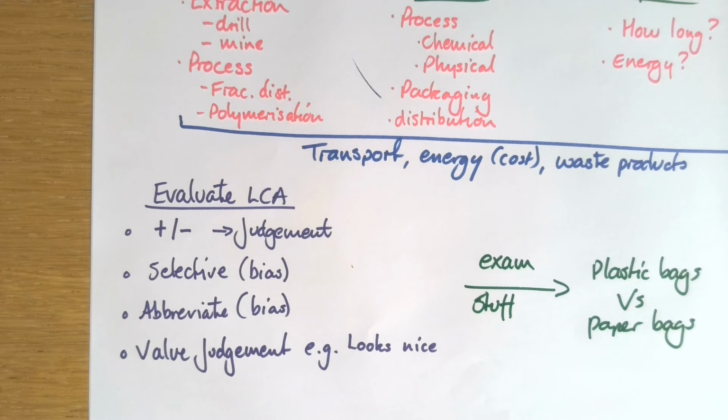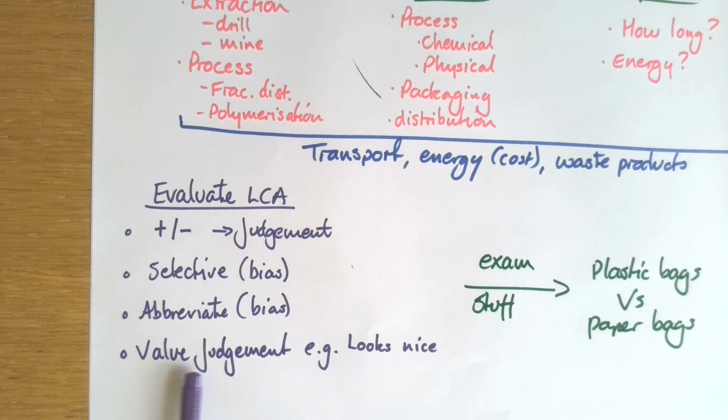So you might choose to ignore certain parts of a life cycle assessment you think aren't going to be favourable to the product that you want to make. And then you could abbreviate parts of a life cycle assessment and simplify them so much that you lose any negative detail in there as well, which could affect your judgment. So you can bias a life cycle assessment, which is something to watch out for.